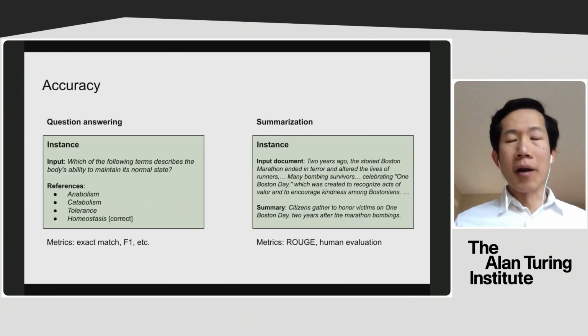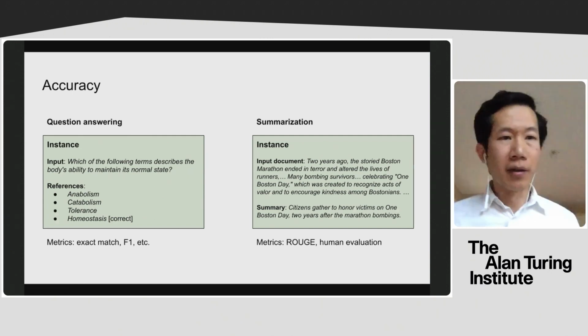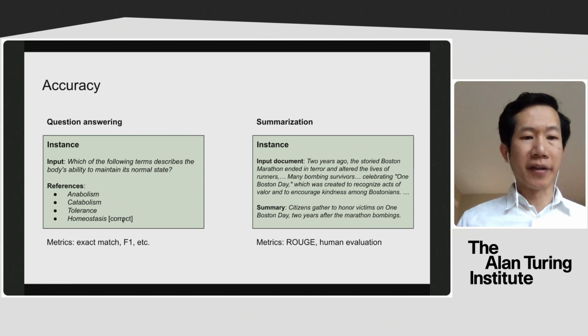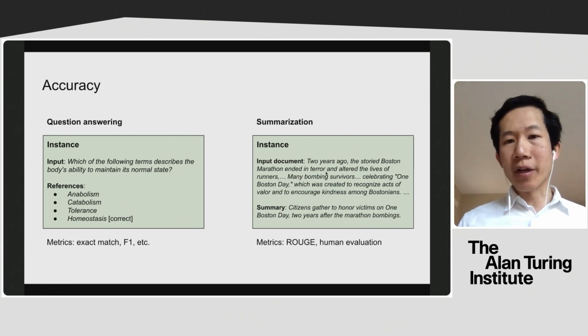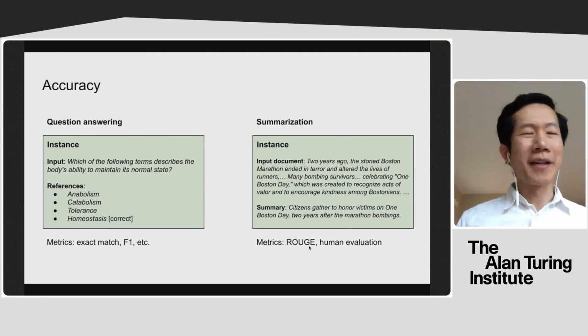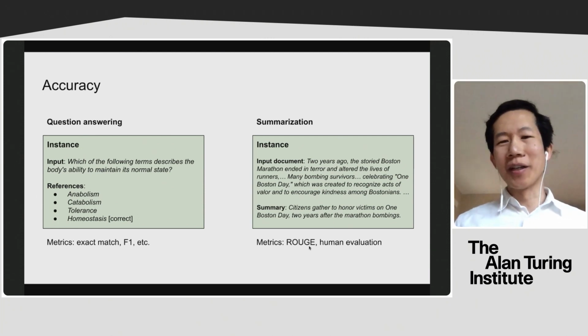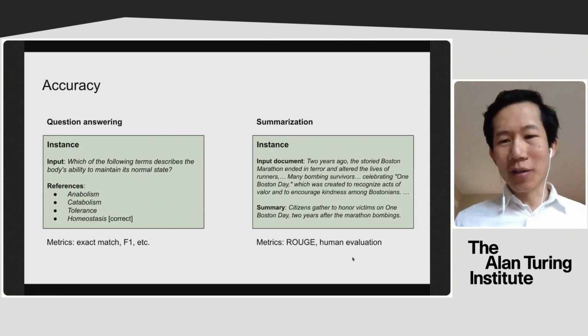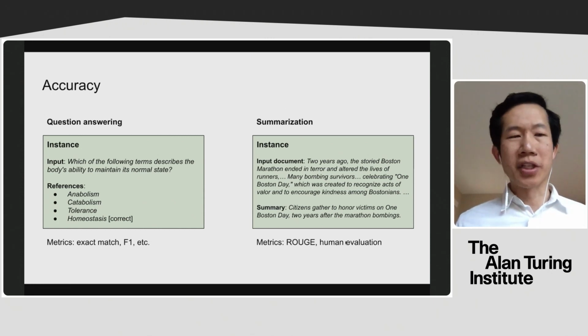So first we start with accuracy. This is the typical accuracy where for multiple choice, it's very clear. You just see if you got the answer right or not. For summarization, we look at automatic metrics, but we realize that these are actually not very good because the data set is sort of maybe less than ideal. So we also do human evaluation on the data sets that have long generative output.